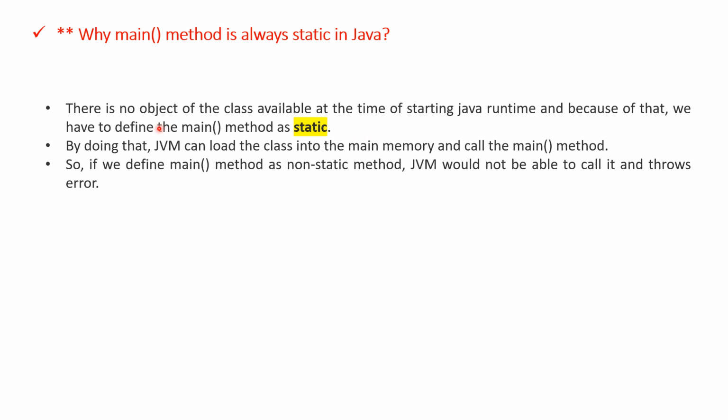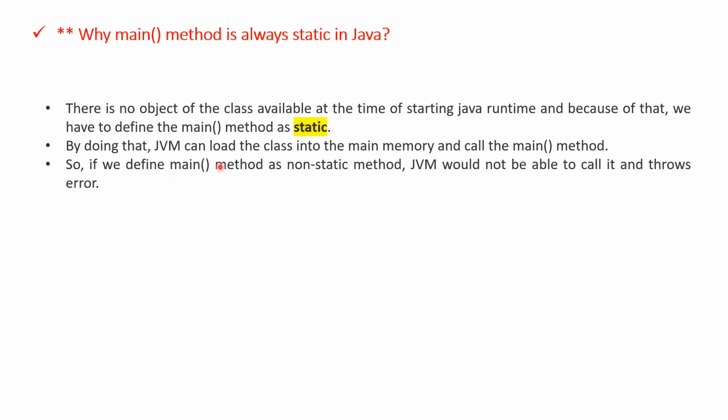So if we define the main method directly as static, what will happen? By doing that, the JVM can load the class into the main memory and call the main method. This is the main reason why we add static to the main method. The JVM, the Java virtual machine, will load the class into main memory, and after loading it, it will call the main method for us.